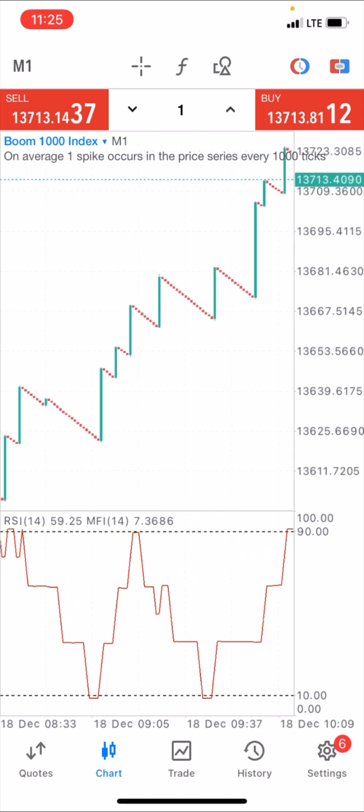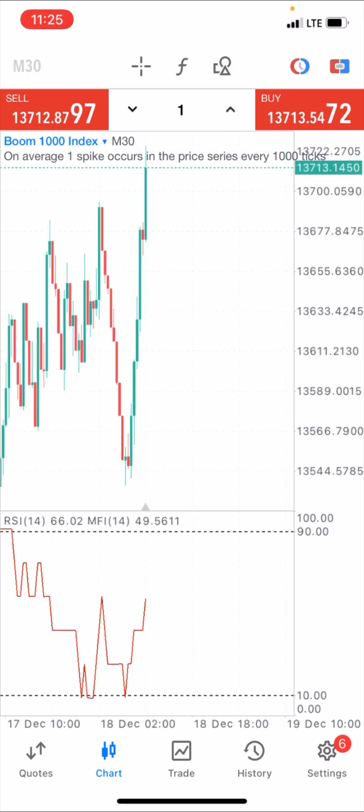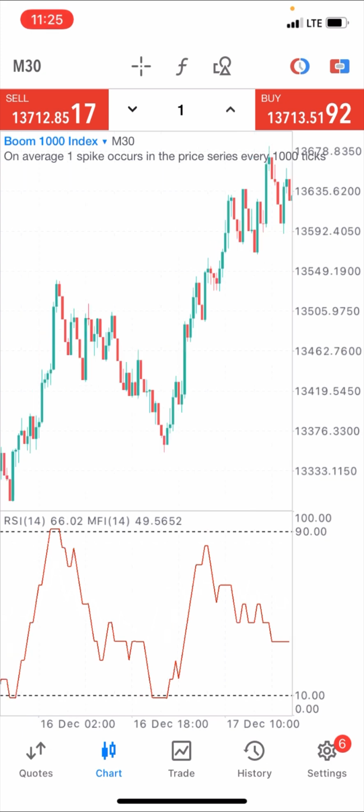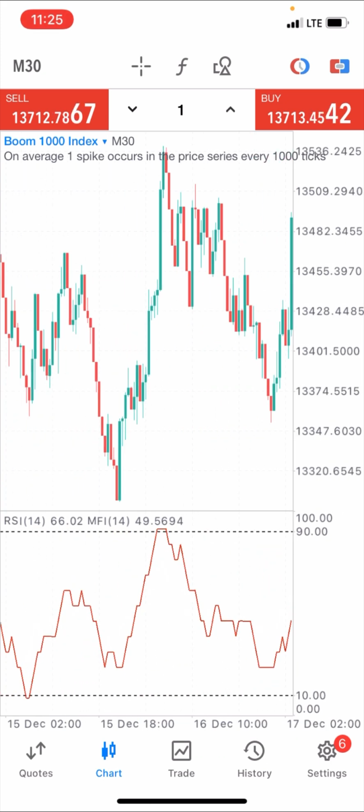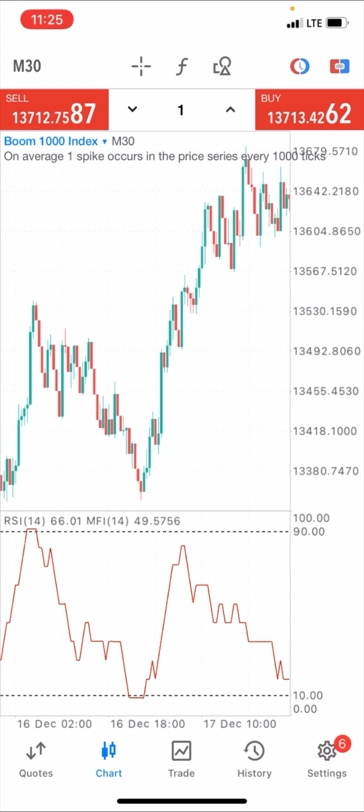First off, I like to advise you guys to have a fair knowledge of price action. It's very important. Even if you don't really know much about price action, at least you should be able to tell the direction of the market just by looking at it. And I would advise you do that on a 30 minutes time frame, just for the sake of catching spikes with this strategy.